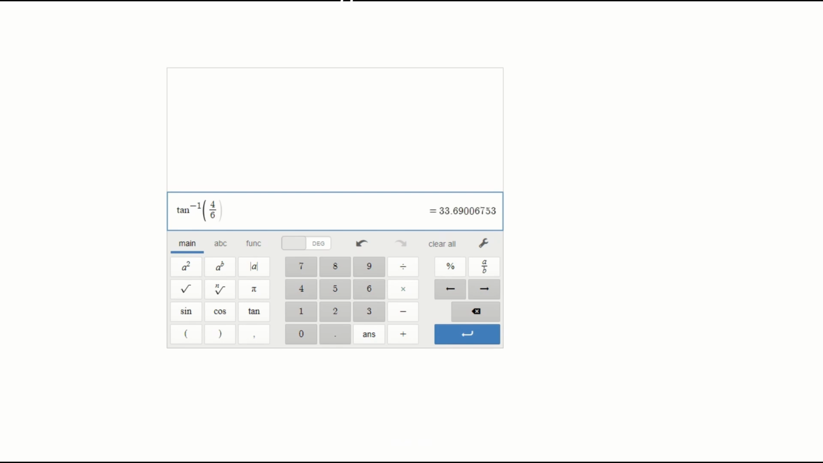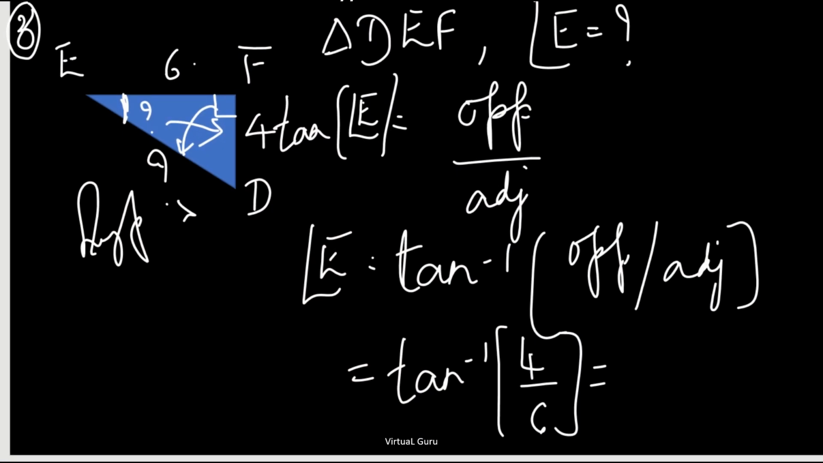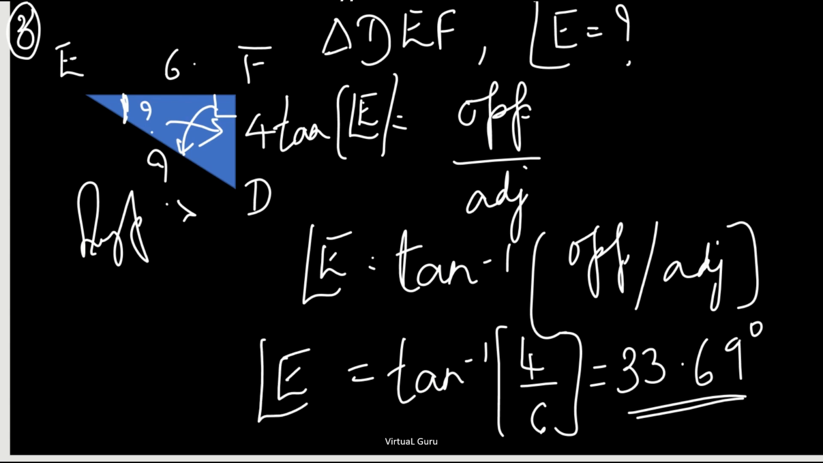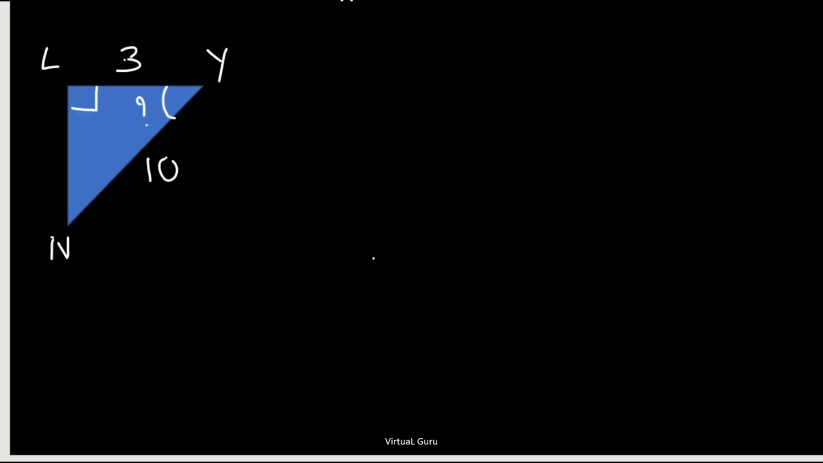Always it's safe to take up to 100th value. That is two places after the decimal point: 10th, 100th. So it is better to take it that way. So angle E we have found, that is 33.69. Let's go for our fourth problem.